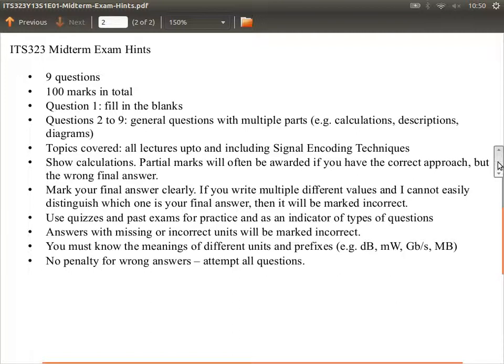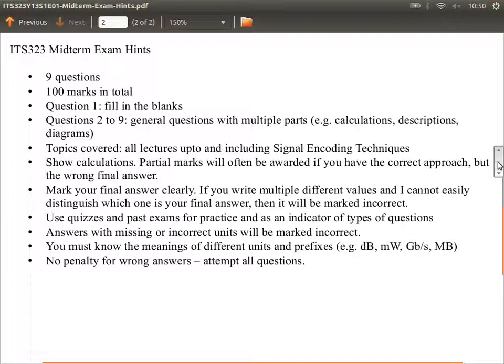There are 9 questions, 100 marks. The first question is fill-in-the-blanks, similar to last year's. The next 8 questions each have multiple parts and calculations, drawing pictures, some concepts, advantages, disadvantages, and so on. Everything is covered up until and including signal encoding techniques.